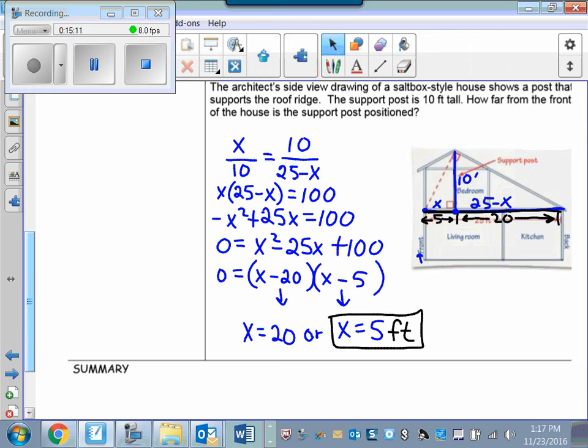We have one more lesson left in this unit. It's proportions in triangles. We'll see you then.